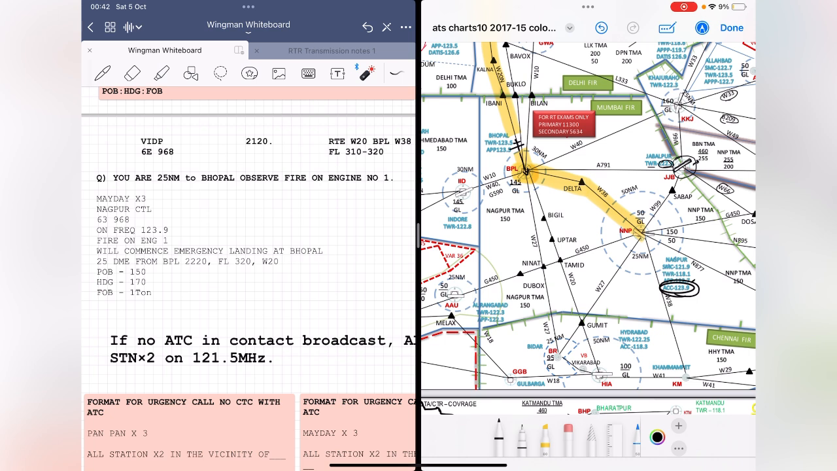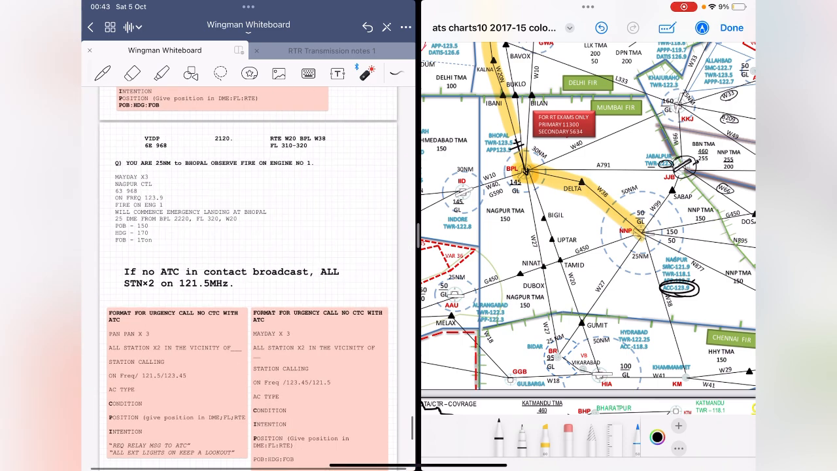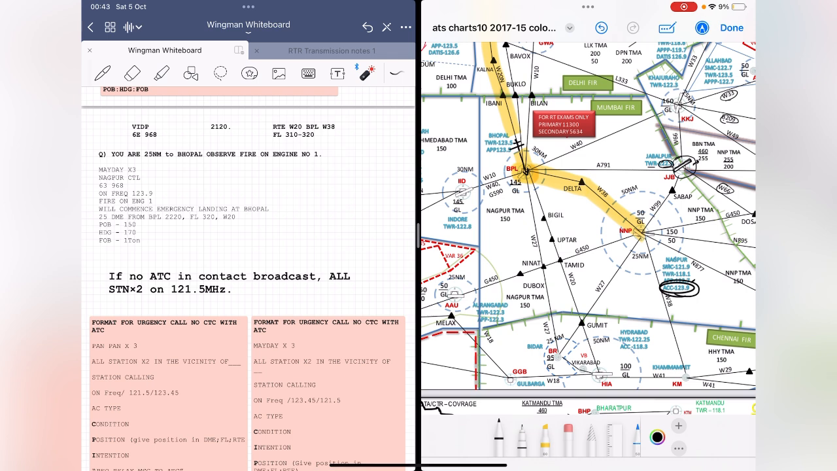When you're talking about a Pan-Pan call, you're going to go forward with condition, position, followed by your intentions. Okay? In a Pan-Pan call, you're going to request a certain solution. In a Mayday call, you're going to declare the solution which you think, as a pilot, is the most workable solution for that particular situation. Now it can also be likely that no ATC is in contact when you're facing this emergency or distress situation.